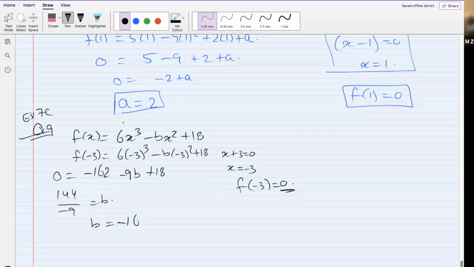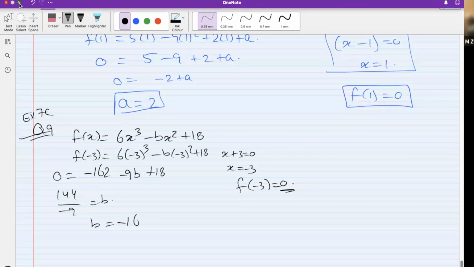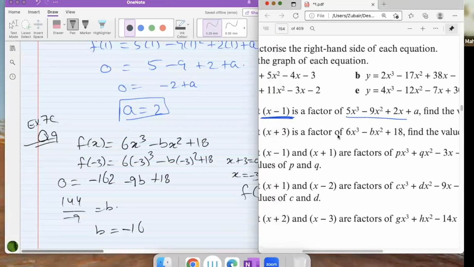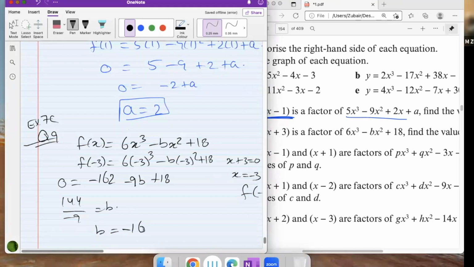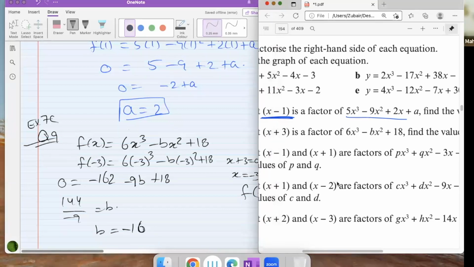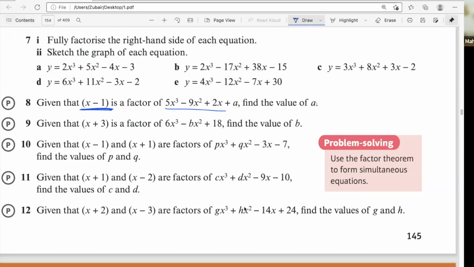Are you getting it? So is the remainder 16? No, the value of b is 16. The remainder... okay. But the question doesn't ask us about proving it's a factor. This time it is given that it is a factor. So from there, we knew that f of minus 3 is equal to 0. There is no remainder. It is 0 because it is a factor.